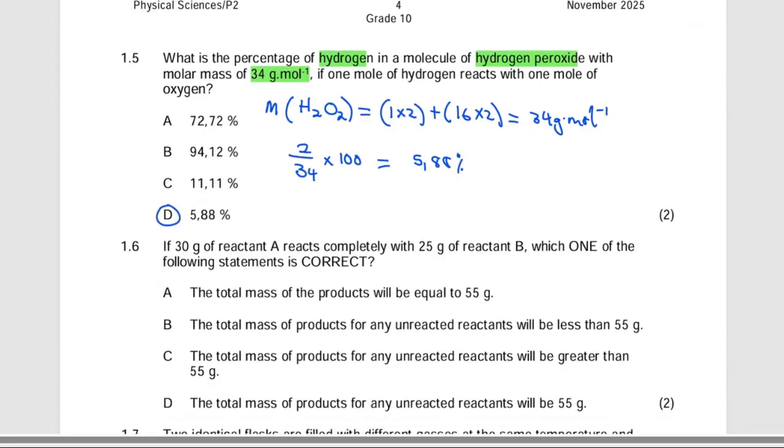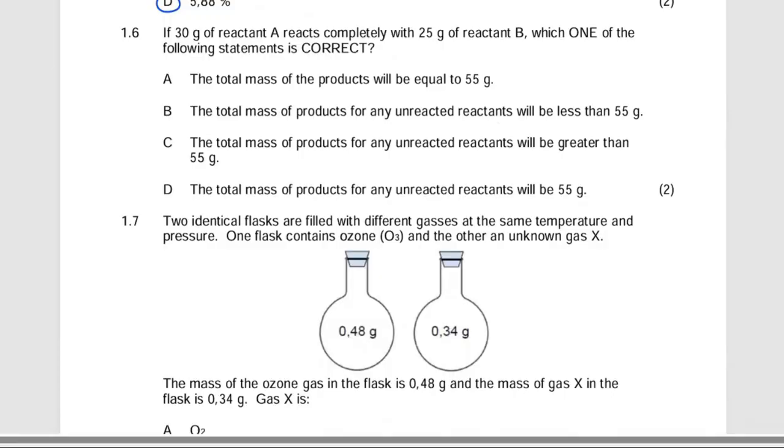Then moving on to question 1.6, which reads: if 30 grams of A reacts completely with 25 grams of reactant B, right? So which one of the following statements is correct? So we're having 30 grams of A reacting completely. So it means all of it is going to react, but it reacts with what? 25 grams of the reactant B.